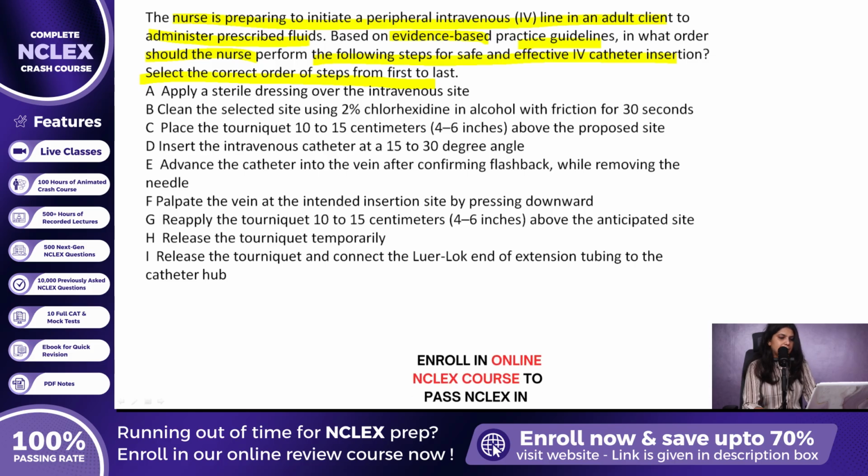Option F, palpate the vein at the intended insertion site by pressing downward. Option G, reapply the tourniquet 10 to 15 centimeters above the anticipated site. Option H, release the tourniquet temporarily. Option I, release the tourniquet and connect the luer lock end of extension tubing to the catheter hub.